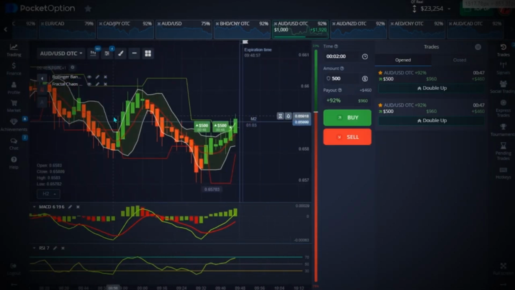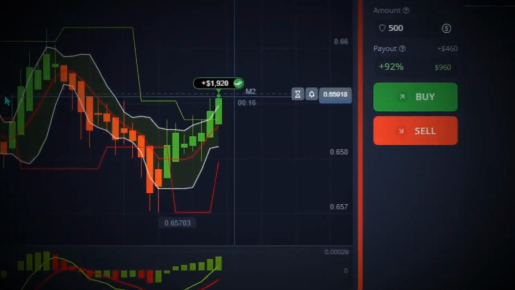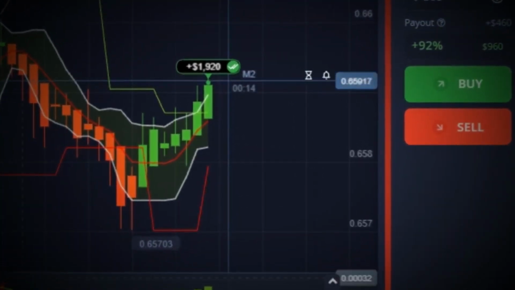So we have less than, I think, 45 seconds left to close this trade. So let's wait and see. It is going to be a good one in the next few seconds. All right, guys, we have less than a second. A good one there. Win the money on that.